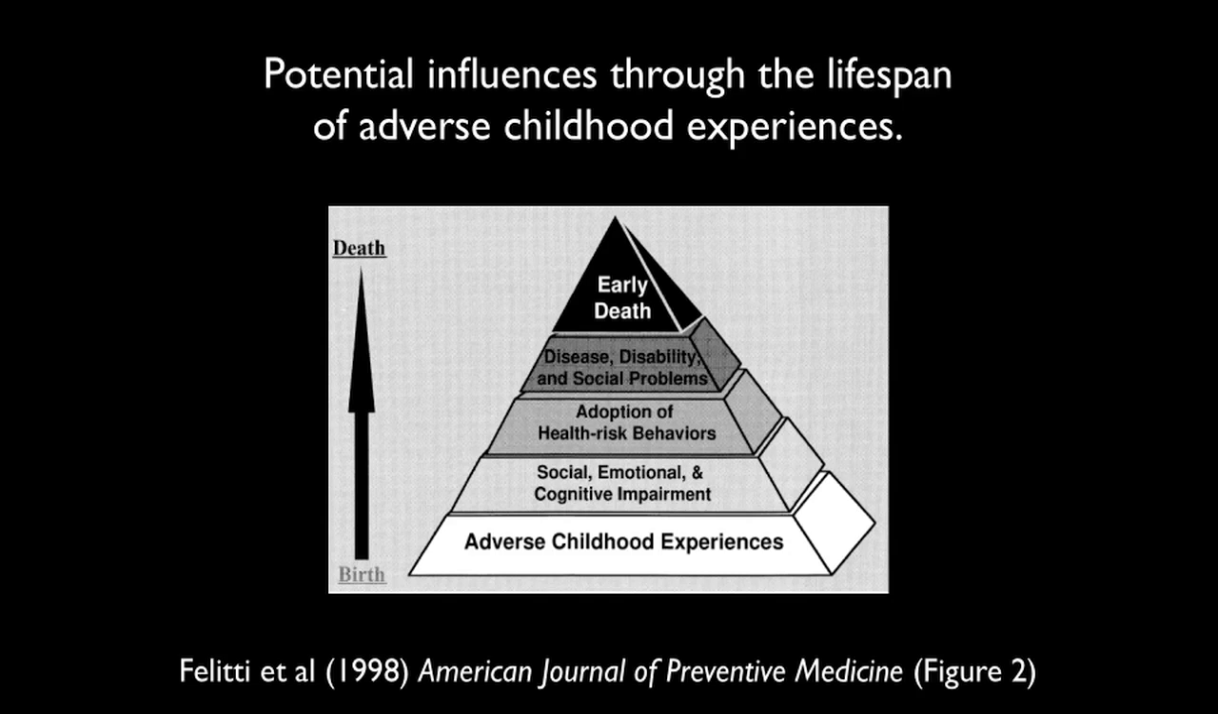So the authors summarize these findings with this diagram, and they say that adverse childhood experiences set in motion a sequence of processes. First of all, these ACEs make it more likely that an individual will have social, emotional, or cognitive impairments, which in turn will make it more likely that they'll adopt health risky behaviors, which in turn makes it more likely that they'll experience disease, disability, and social problems, which in turn will make it more likely they'll experience an early death. I didn't show you a graph for that, but the life expectancy for individuals who've experienced more ACEs also is shorter than for people who haven't.